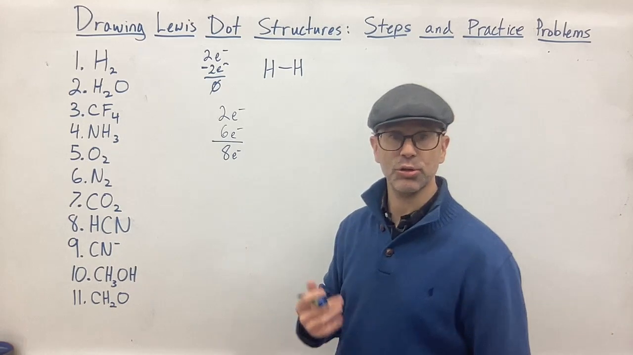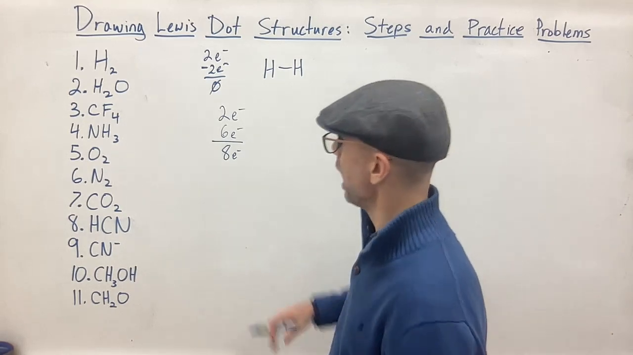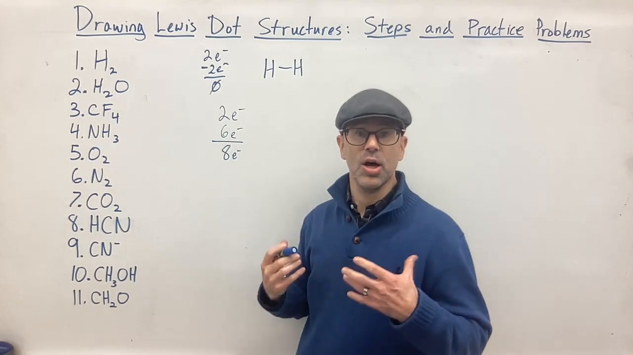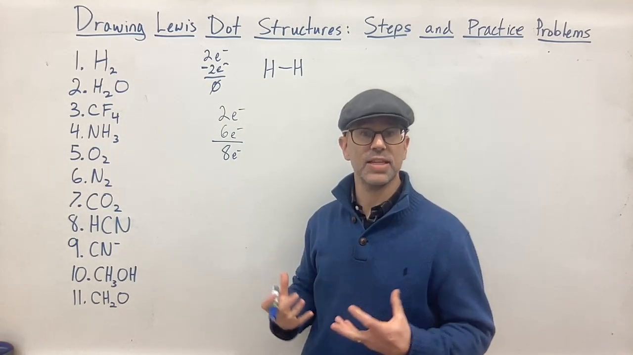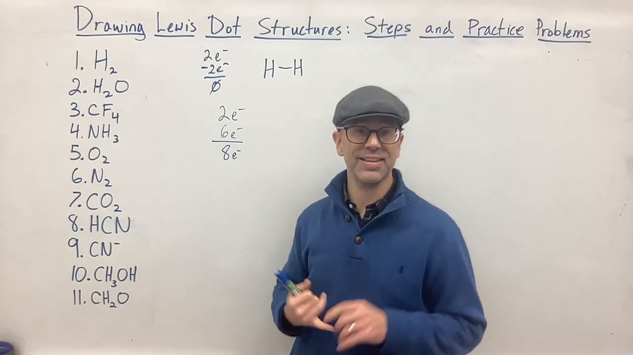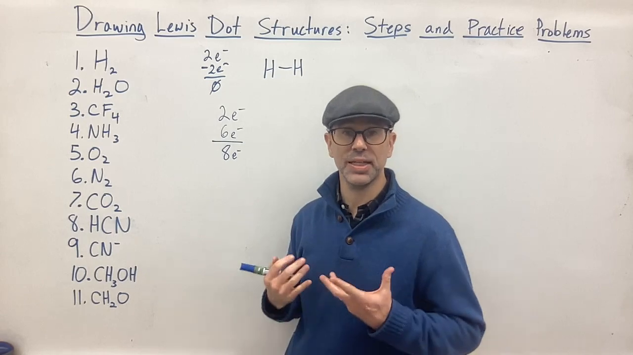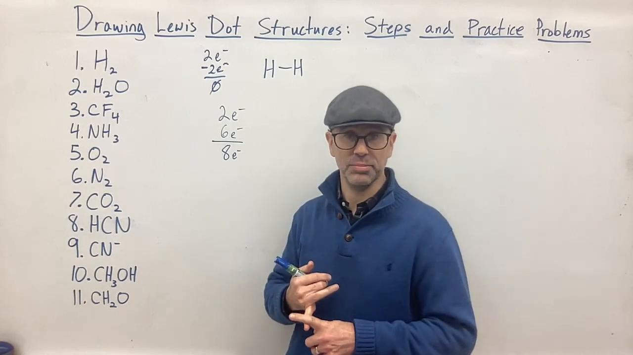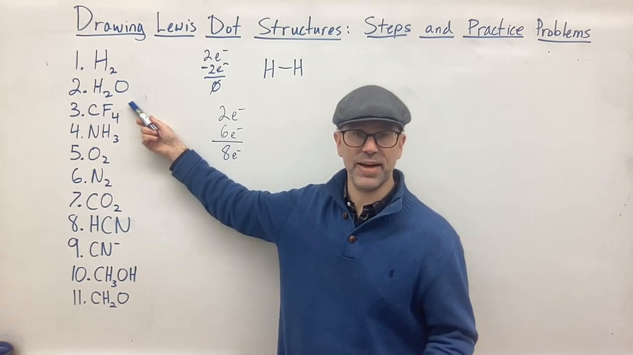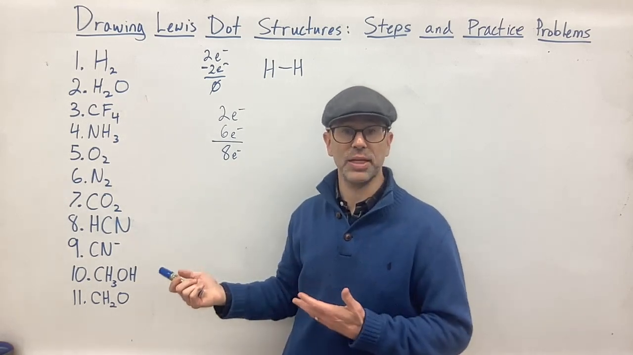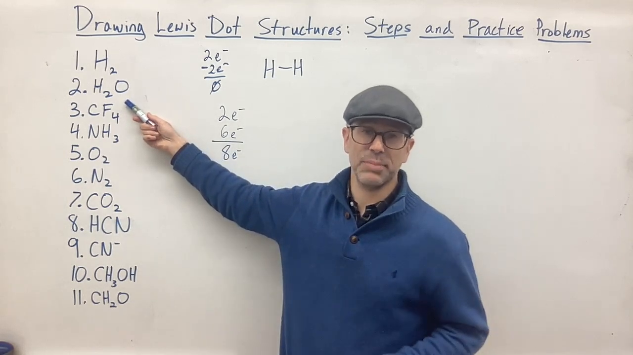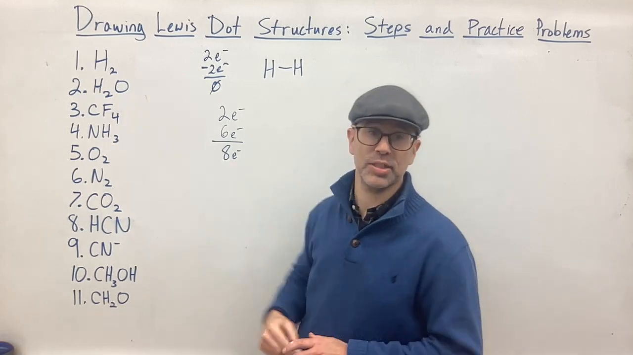So step 2, draw my skeletal structure. Now, I said that hydrogen is never going to be the central atom because it only bonds once. I also said that the lesser electronegative atom would be the central atom. Since hydrogen is the lesser electronegative atom, you would say that would be the central atom. But since hydrogen can only bond once, it can't be the central atom. So oxygen has to be the central atom.